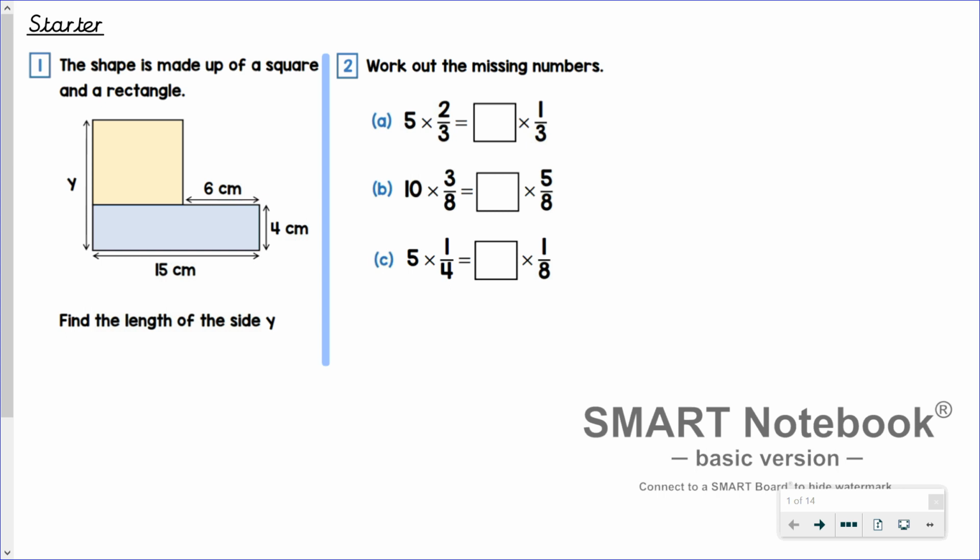There are two problems here. One of them is linked to the unit we've just finished in area and perimeter. One of them again is linked to one of the previous units in fractions. I would like you to have a go at both, either on your whiteboard or on your workings paper or on your home learning book, wherever you're getting used to doing it by now. Have a go at these two for the starter, and then we'll go through the answers. So pause it and have a go for me.